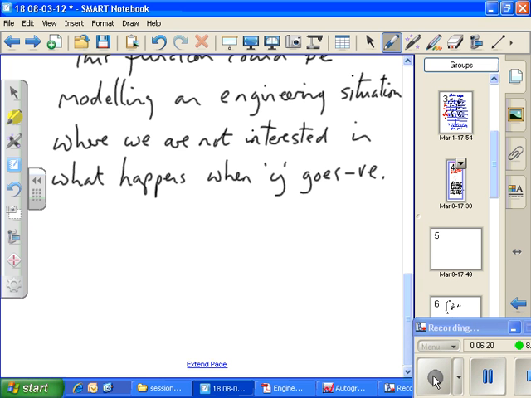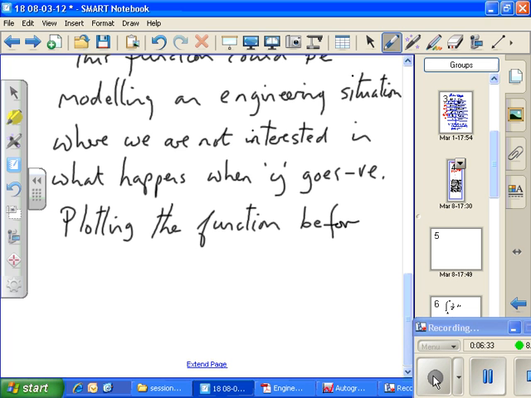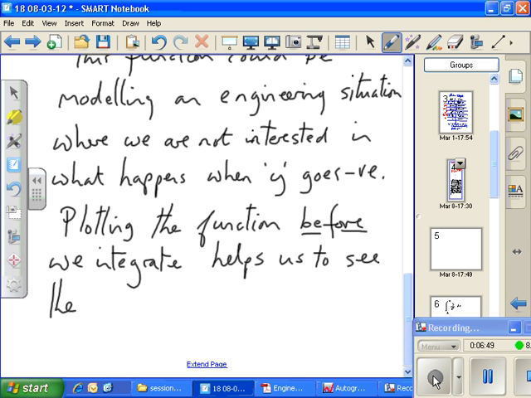Plotting the function before we integrate helps us to see the limitations or the limits of our model, which is important.